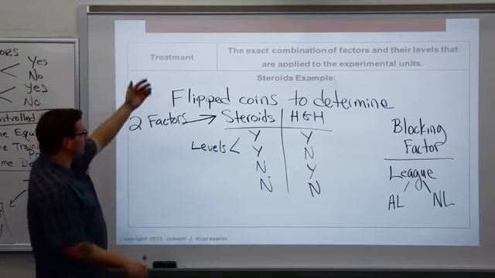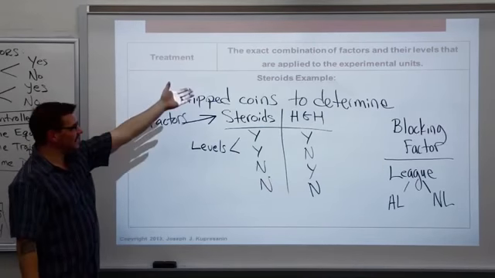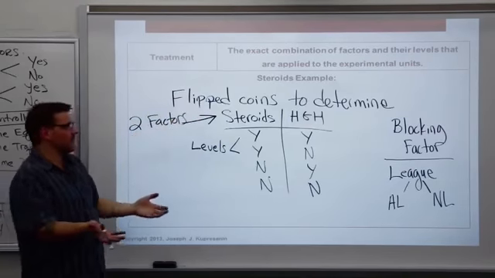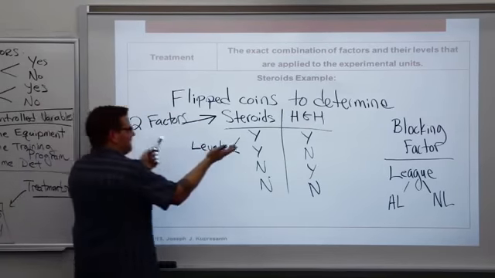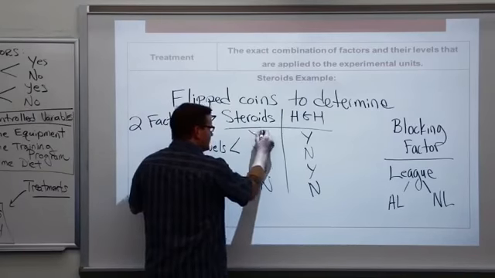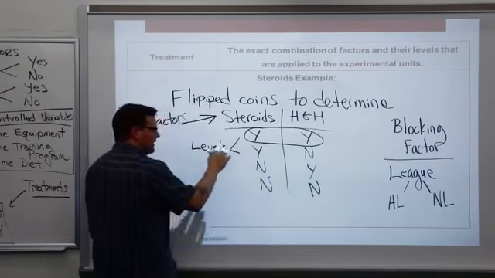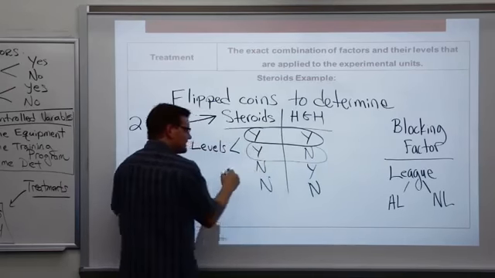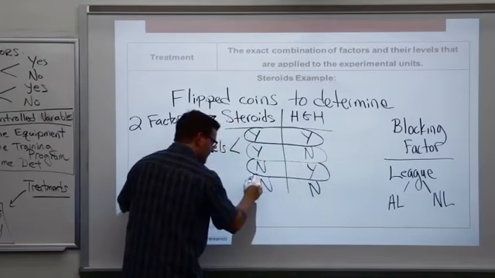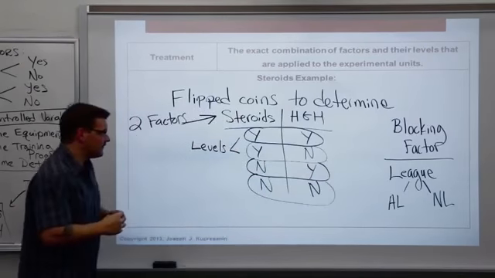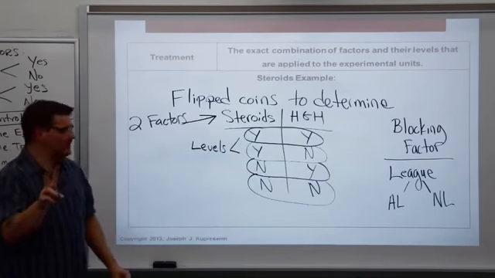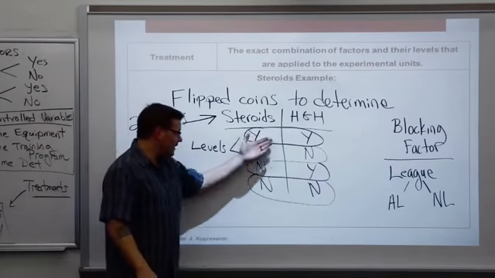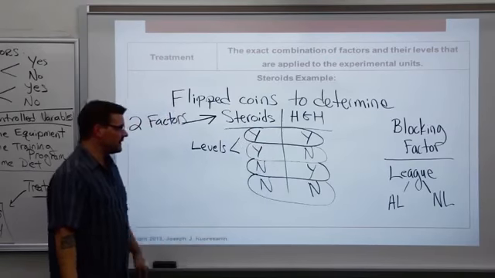Finally, all this terminology. What the heck's a treatment? The exact combination of the factors and the levels that are applied to each experimental unit or person. Here's your treatment, right? One treatment was the baseball players that got both steroids and HGH. Here's a second treatment. Here's a third, and here's a fourth. So we had two primary factors with 2 levels each. 2 times 2 makes 4, and there are 4 possibilities for a treatment.